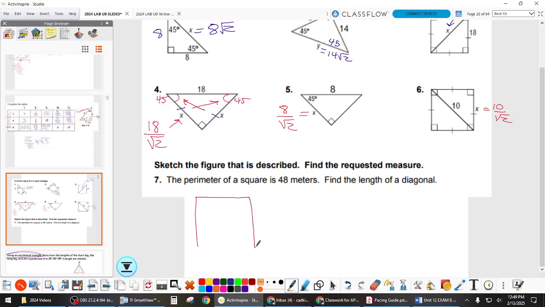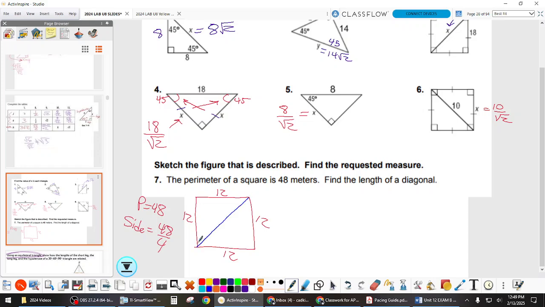Well, do your best to draw a square. It says the perimeter is 48. What is true about all the sides in a square? Yeah, so they're all how long? Yeah. So 48 means distance around the whole thing. So we know each one is 12. Let's call it S for side length. Okay, and then it says find the length of the diagonal.